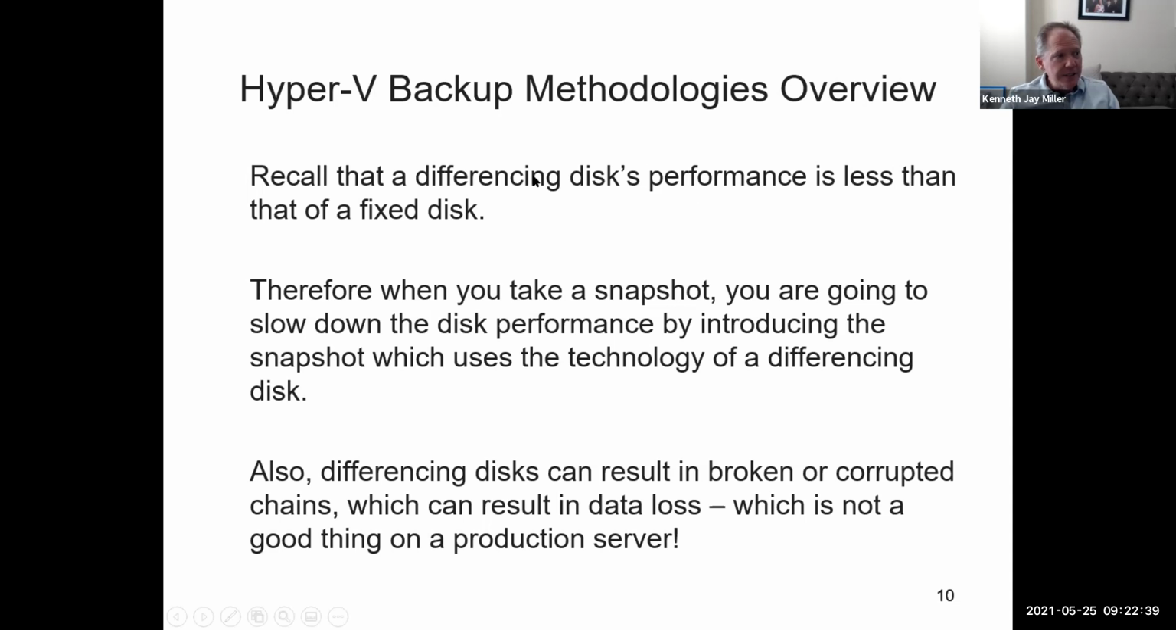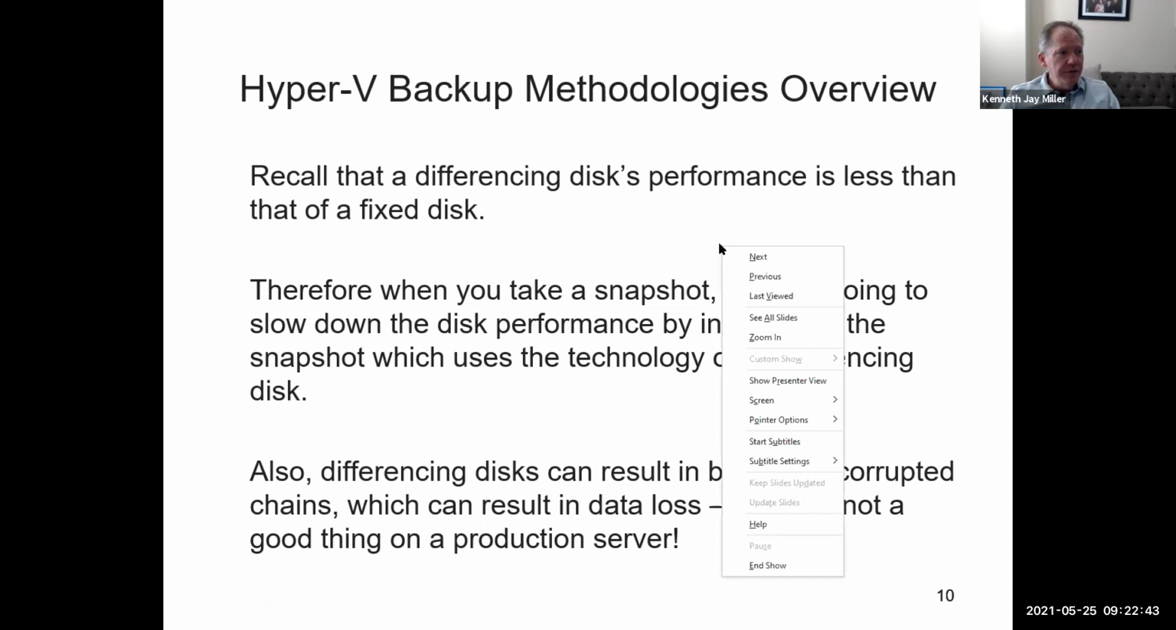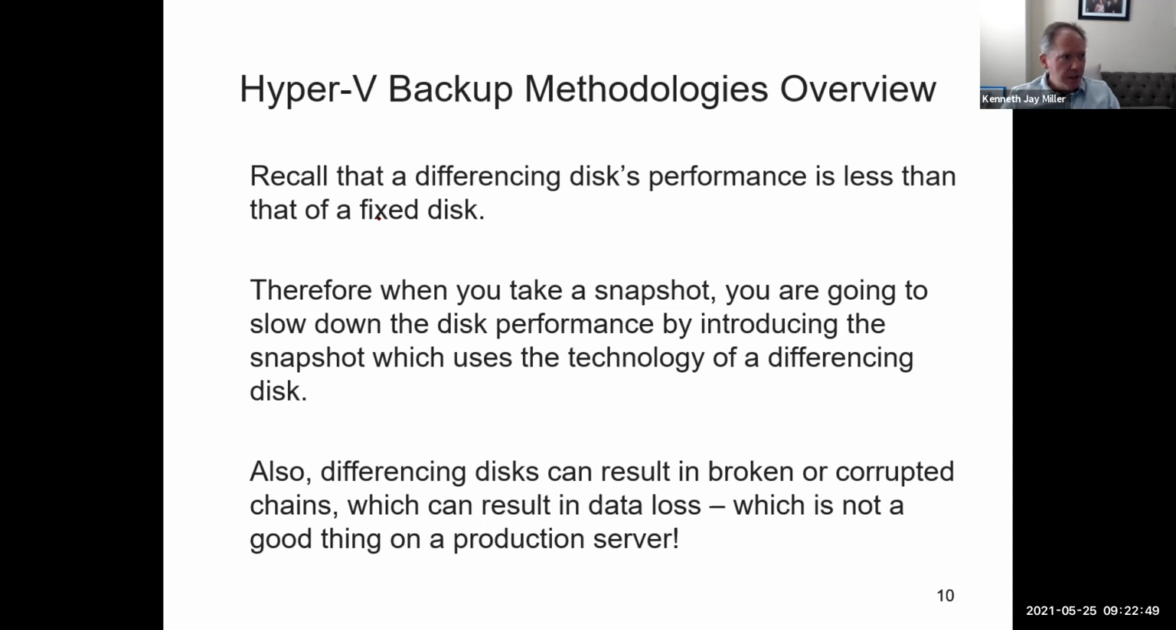So we go back to the first line here. One of the things that we can do is use a fixed disk. In our situation, we're using differencing disk. But in a production environment, we would for sure be using fixed disk because they have better performance. And then our snapshots would be okay there.